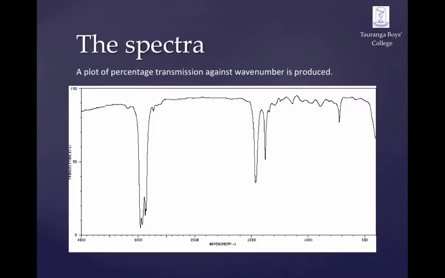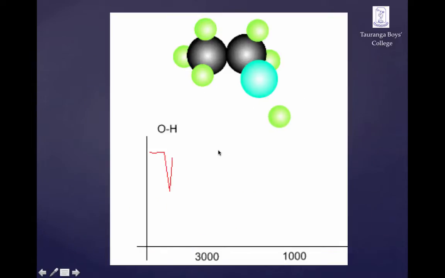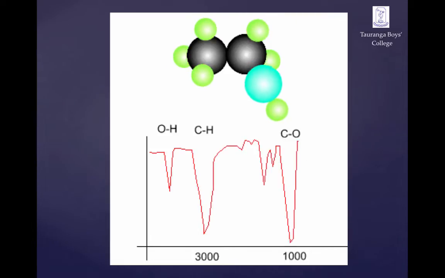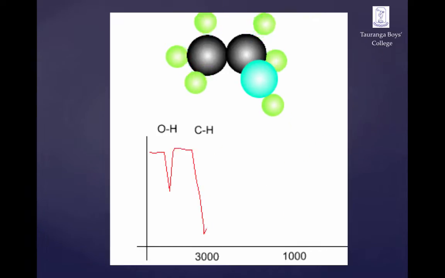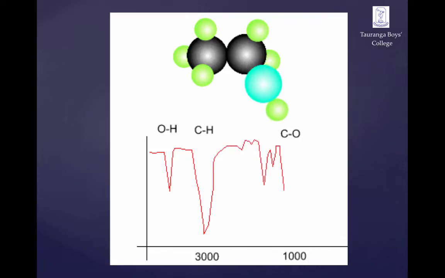The percentage transmission you can find on the y-axis of this graph, whilst the wave number you'll find on the x-axis. The troughs are referred to as peaks, and these indicate the presence of particular functional groups. Here you'll find the spectrum of ethanol. You'll find that the bonds are stretching. Here you'll find that the OH bond has stretched, the CH bond, and then finally the carbon-oxygen bond.